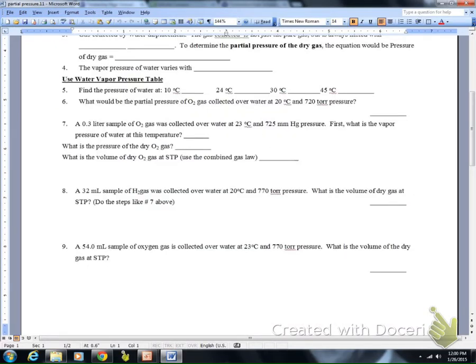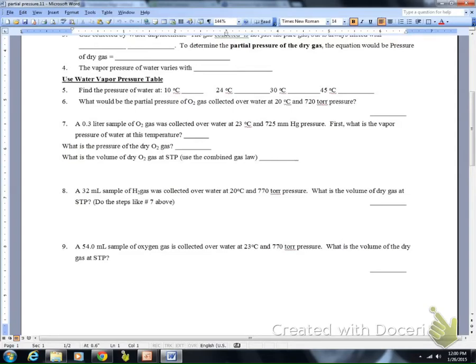Okay, I'm going to do one more example problem with you. I'm going to look at number 7. So it says a 0.3-liter sample of oxygen gas was collected over water at 23 degrees Celsius and 725 millimeters of mercury pressure. The first thing that you want to do in this problem is find the pressure of water at this temperature. So we want to find the pressure of the dry gas and the temperature of the water.